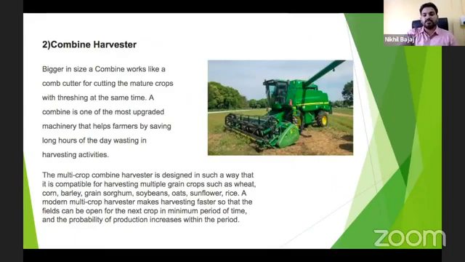Here we can see the combine harvester, which works like a comb cutter for cutting mature crops with threshing at the same time. So this reduces the long hours of the day wasted in harvesting activities. The combine harvester is developed in such a way that it can harvest multiple crops such as wheat, corn, barley, soya beans, etc. at the same time.